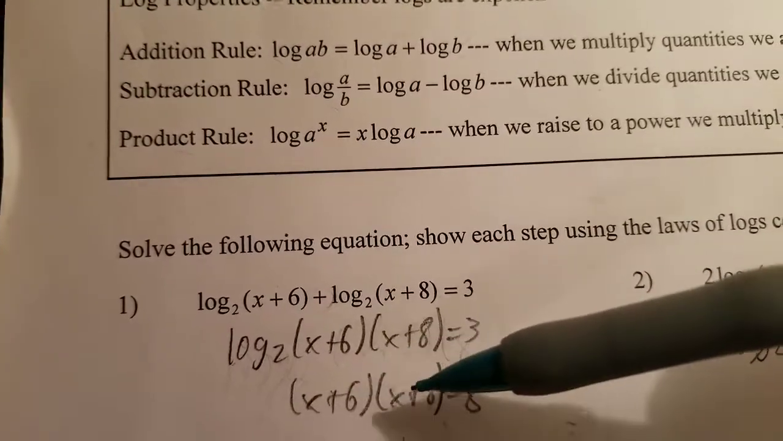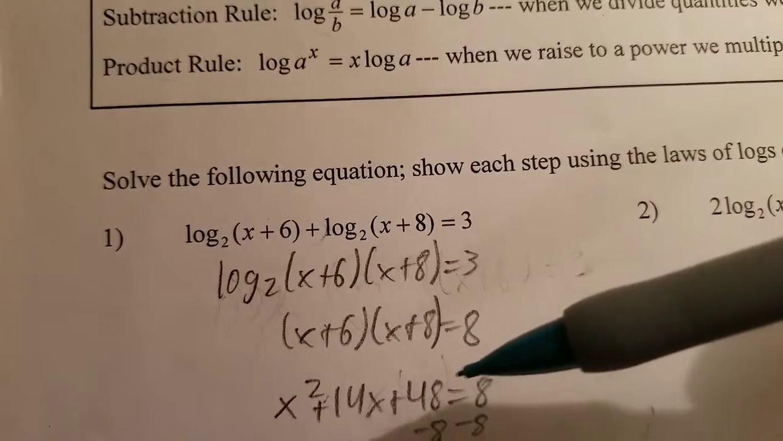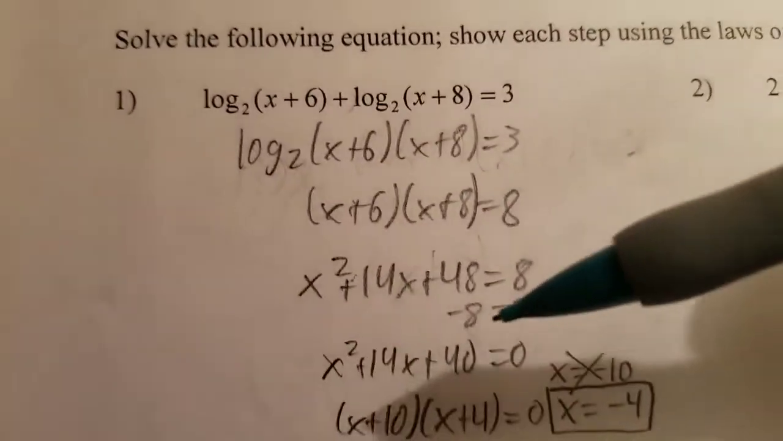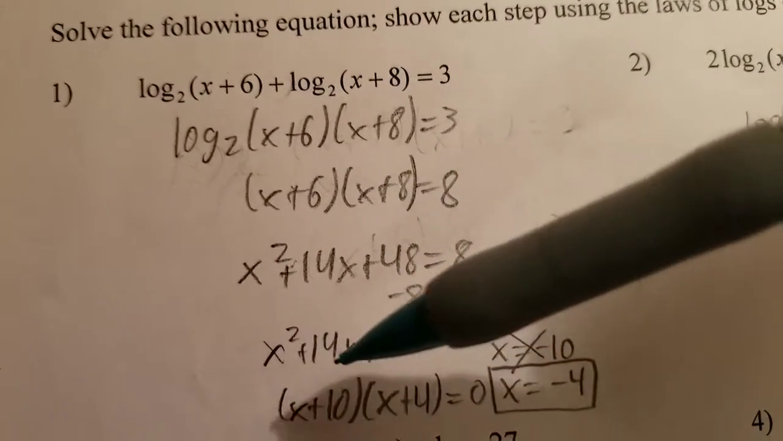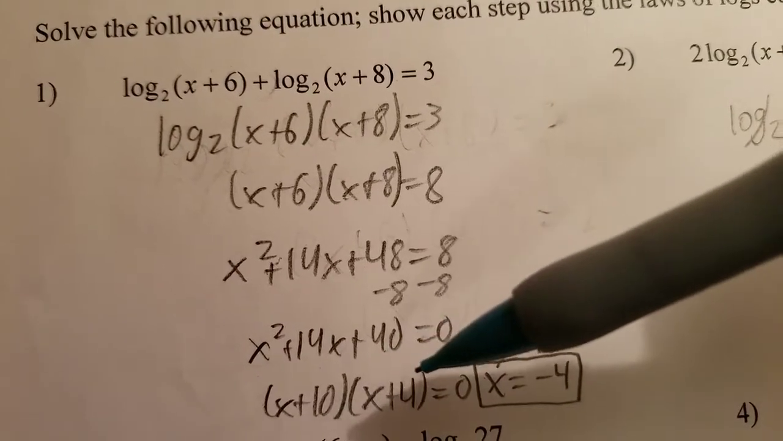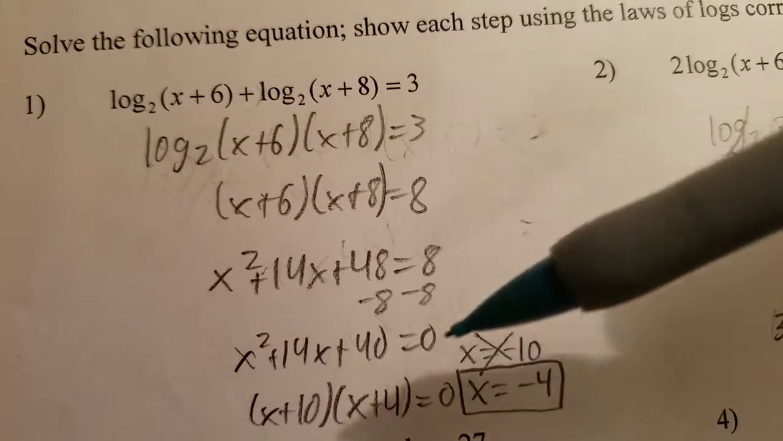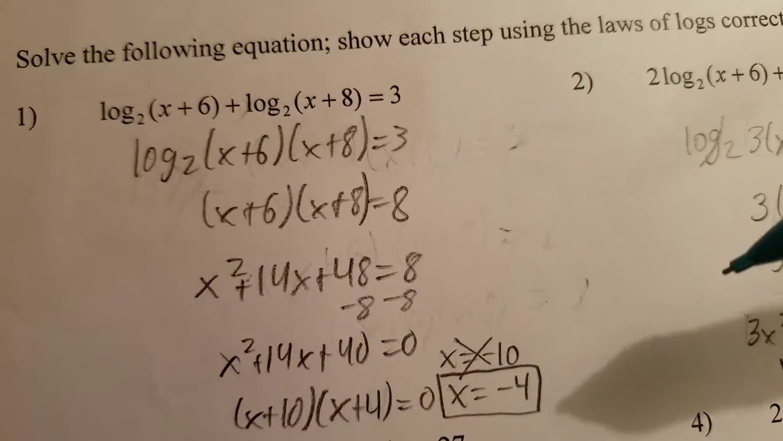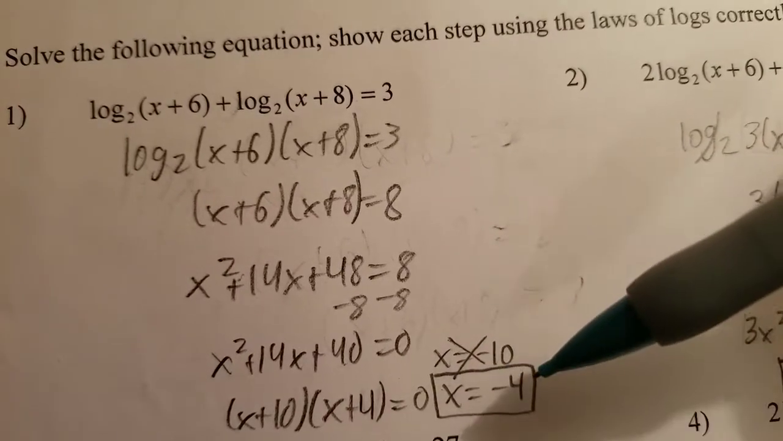Now you just FOIL this out. You get x squared plus 14x plus 48 equals 8. Subtract 8, and you get x squared plus 14x plus 40 equals 0. Then factor, and you get (x plus 10) times (x plus 4) equals 0. Then set x plus 10 and x plus 4 equal to 0, so you get x equals negative 10 and x equals negative 4.